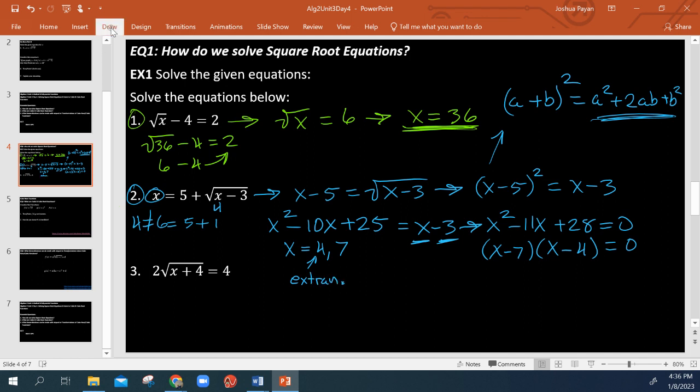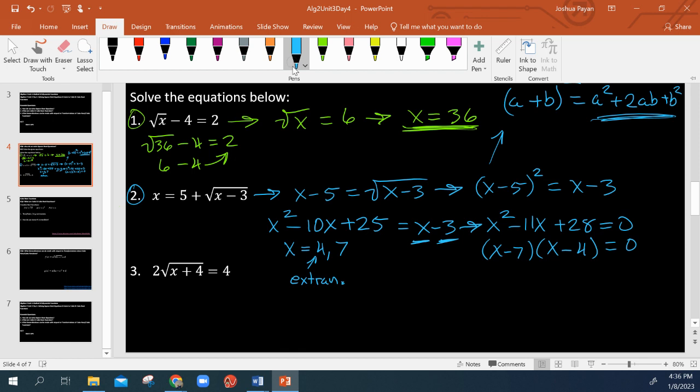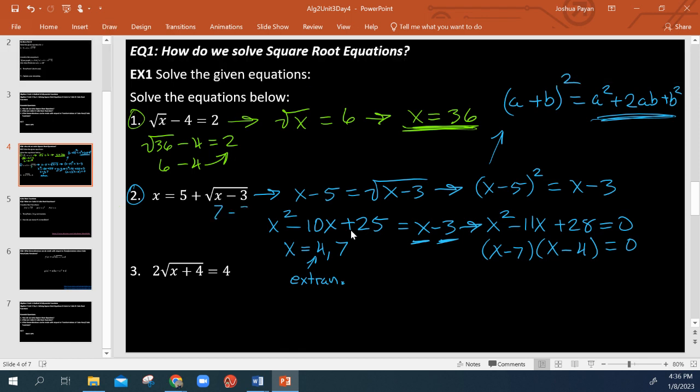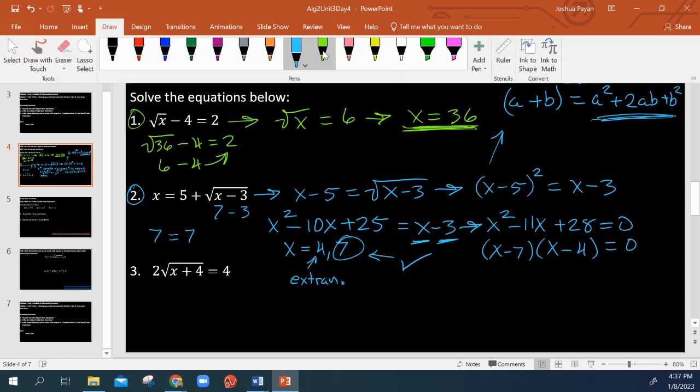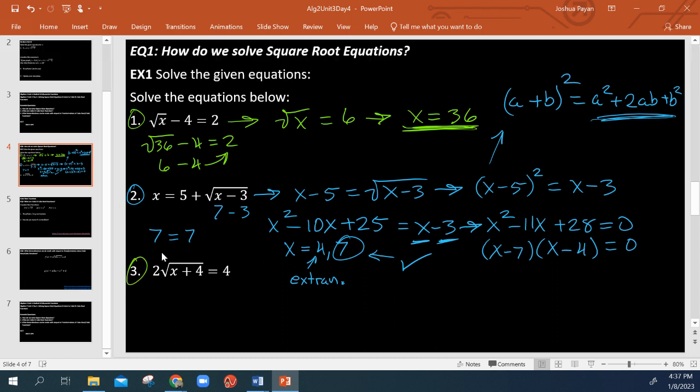Okay, so let's just double check now with the 7 and make sure that the 7 is not extraneous. Okay, so 7 minus 3, well, that's 4. The square root of 4 is 2. 2 plus 5 is 7. And 7 does, in fact, equal 7. So this solution actually checks out. Okay? So again, when you go back and check your work, don't freak out and think that you did something wrong. You probably didn't do anything wrong. It probably is just an extraneous solution.